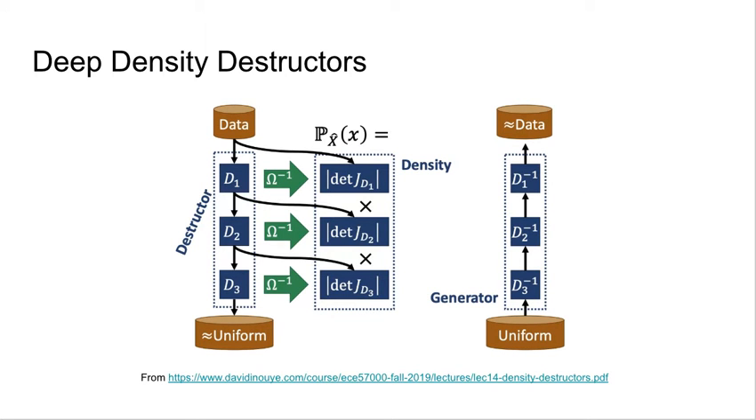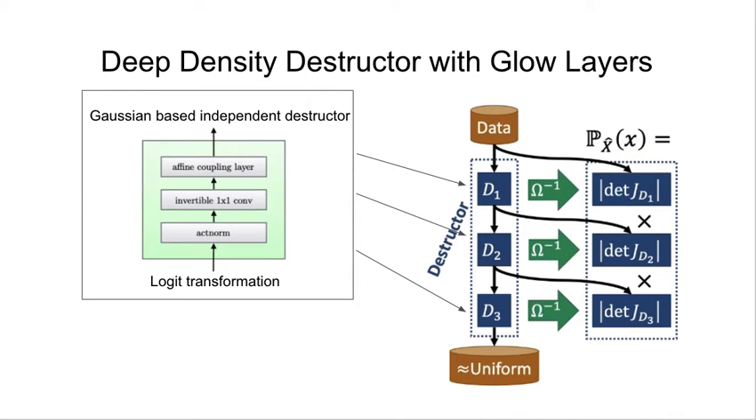Another building block of my course project is the framework of deep density destructors. The instructor has already introduced density destructors in class, so I'm not going to talk about this in detail here. So the question I'm going to solve is how to combine GLOW with the framework of deep density destructors. As shown in the figure, I choose to use one-step GLOW as a shallow density destructor.